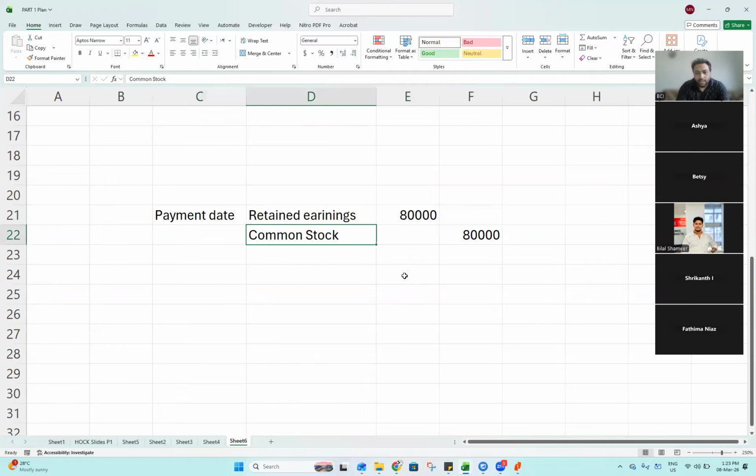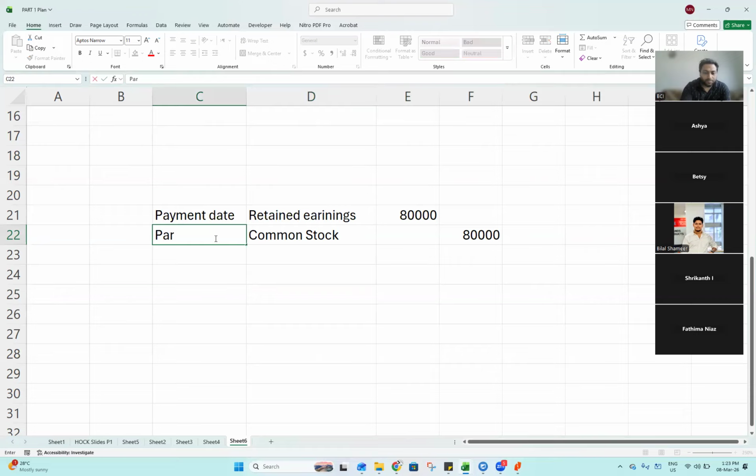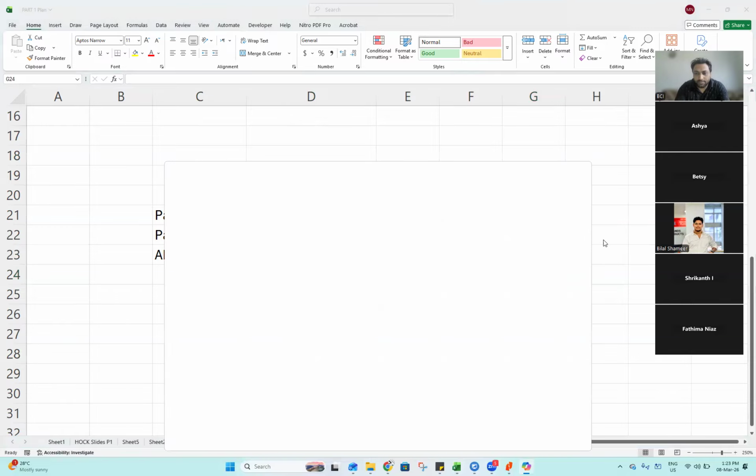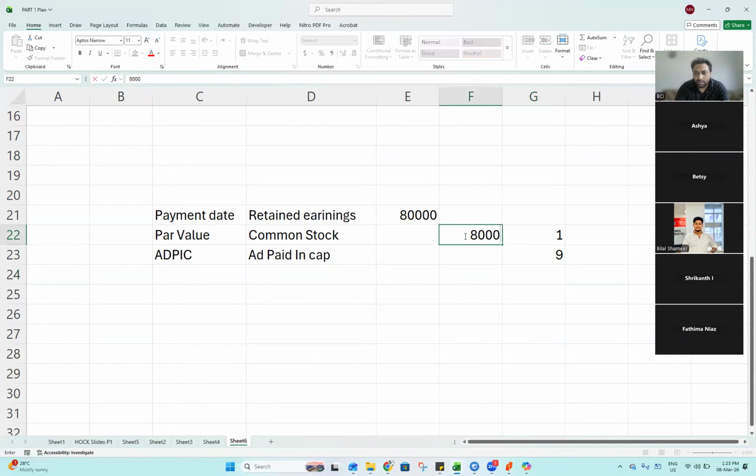And one more thing comes here. When you say common stock, there will be fair value, par value, and additional paid in capital. Clear? For example, par value is 1 dirham and the other one is 9 dirhams. So if 8,000 shares have been issued, then 8,000 and this is 71,000. Clear? Okay.